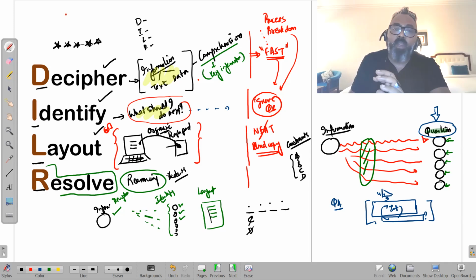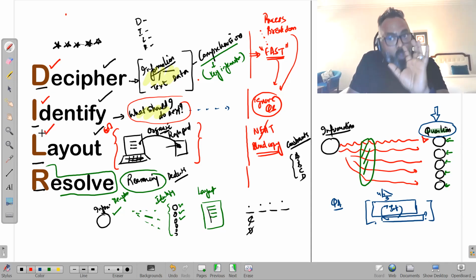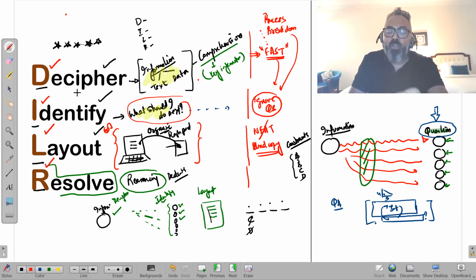So this, ladies and gentlemen, is the steps of D-I-L-R. D, decipher: understanding the information. I, identify: knowing what to do once I've understood. L, layout: organizing the information properly. R, resolve: making the right kind of decisions and deductions.